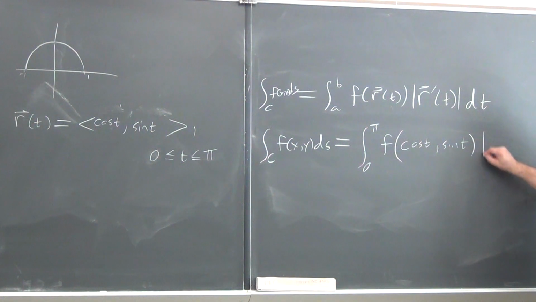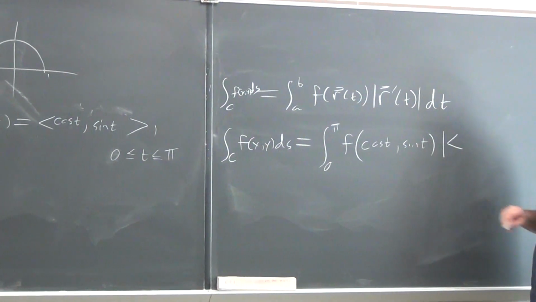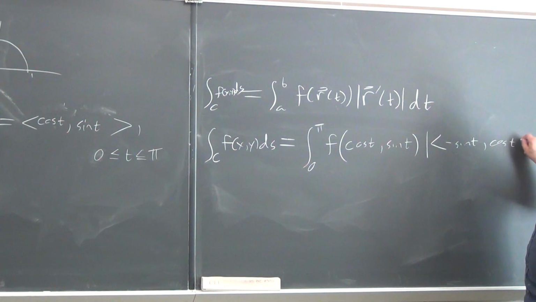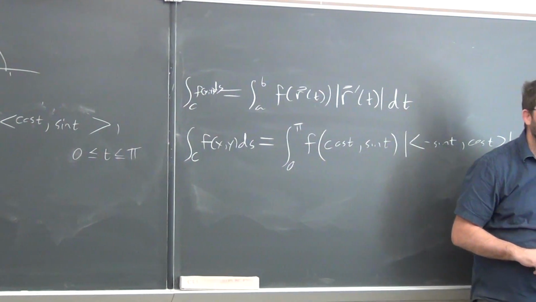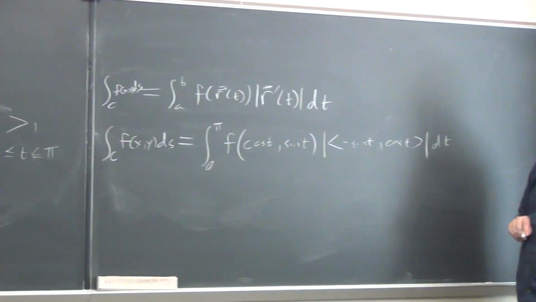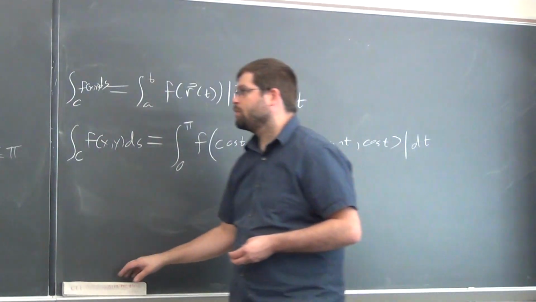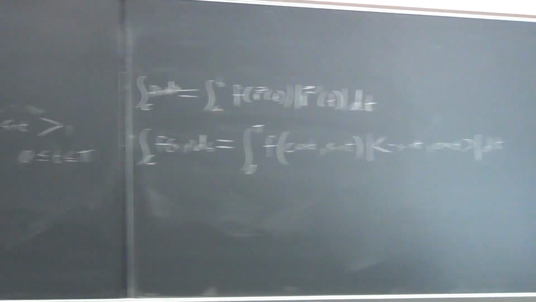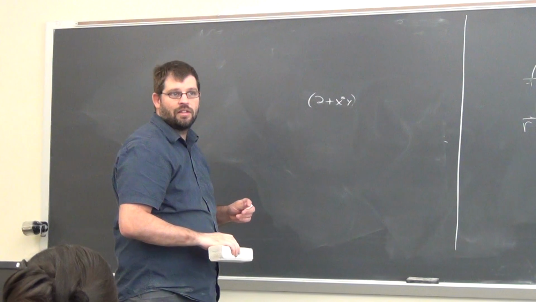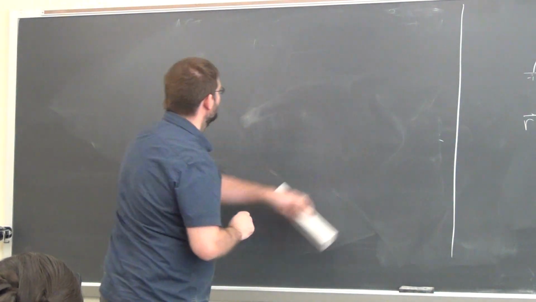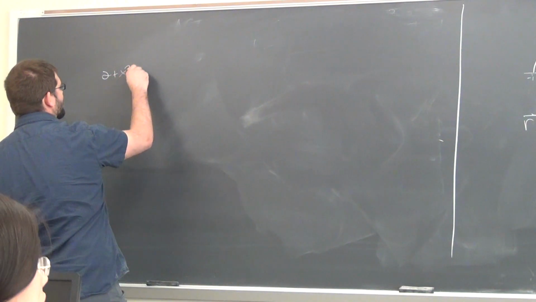And then what's r prime? Like it'll be negative sine, cosine, right? And then that magnitude will be 1. That make sense? So you get that dt. All right, so now let's plug these things in. So here's our actual function, 2 plus x squared y. So when we plug those in, I forget what was there.